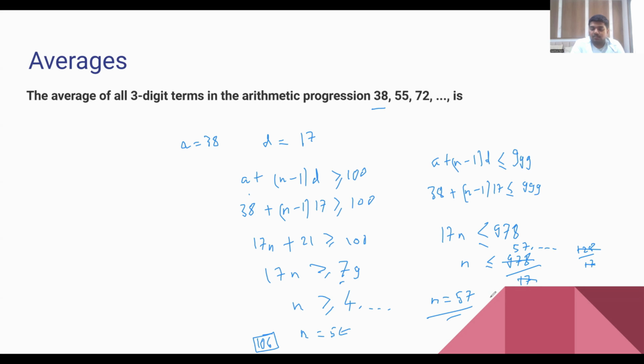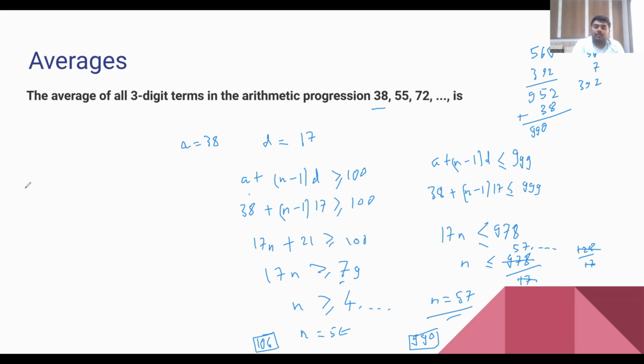For n equal to 57, we will have 56 into 17. 6 sevens are 42, 4 carried, 5 sevens are 35 plus 4, 39. 952, plus 38, which is equal to 990. So the smallest is 106 and the largest is 990.